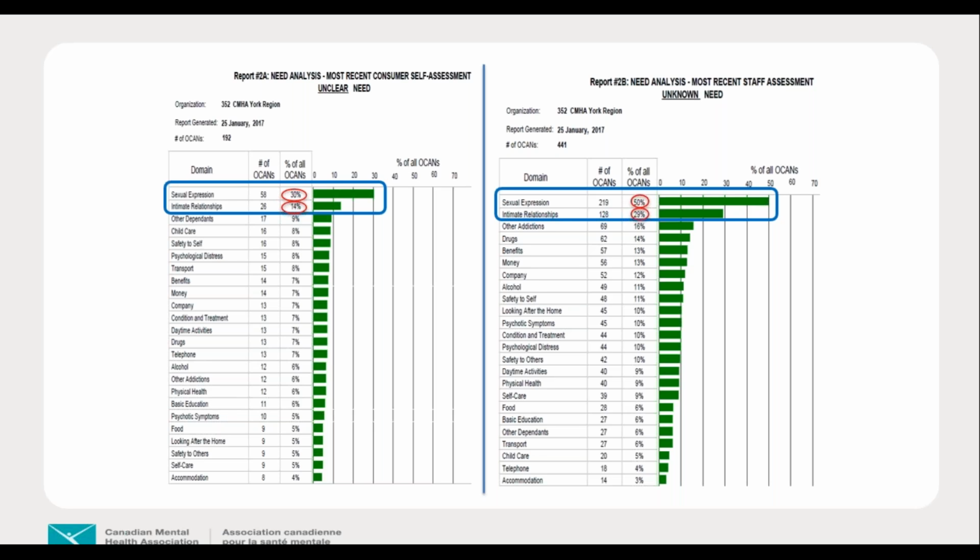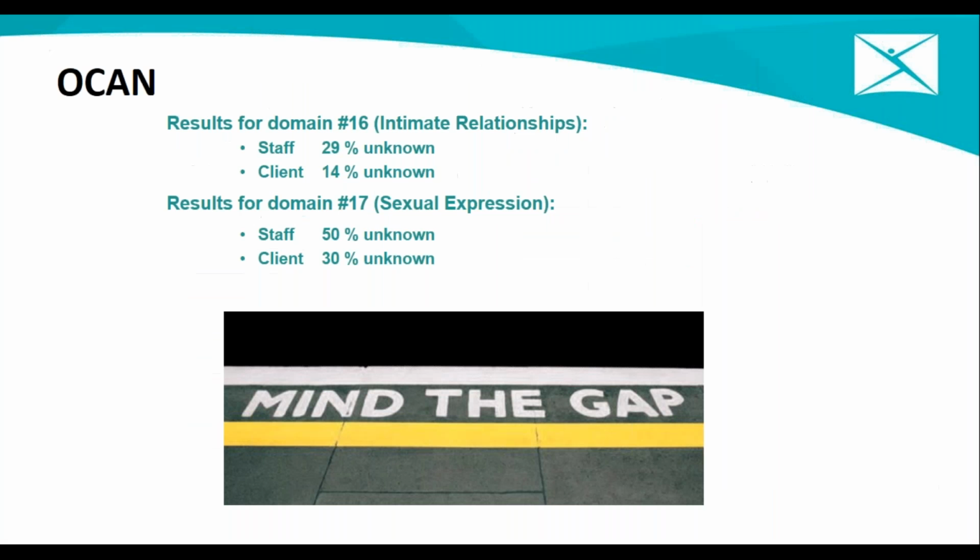So you can see out of 192 self-assessment OCANs that were done, 30% had unclear needs in the area of sexual expression and 14% in the area of intimate relationships. In the staff assessments completed, out of 441 staff assessments, 50% of those staff identified an unknown need in the area of sexual expression and 29% in intimate relationships.